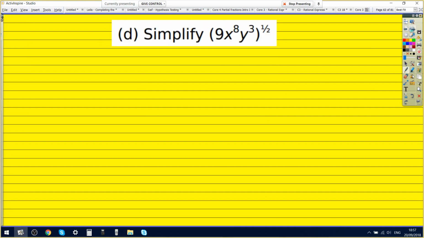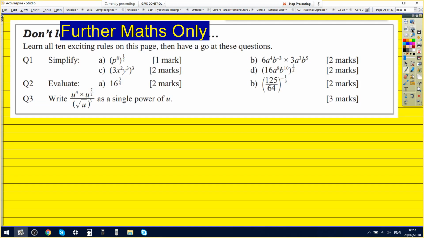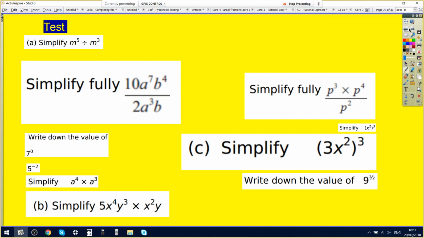So this one we won't get on to. Some stuff, we got most of it. This is some of the higher stuff. And then this is the little test at the end. What would you get for this one, the M's? M2. Yeah. And so the way you divide indices is you subtract the powers.